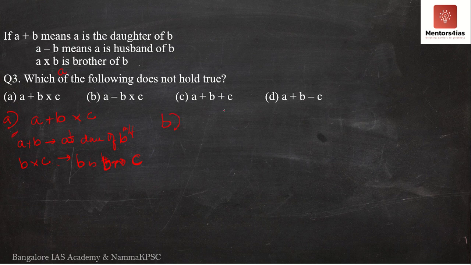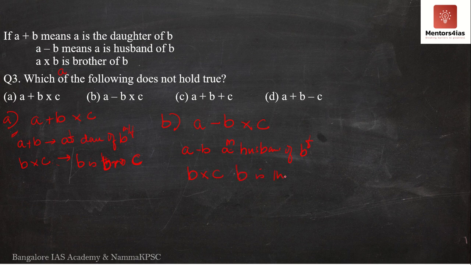Okay, B. It says A minus B cross C. So what does this entail? A minus B, what does A minus B mean? A is the husband of B. If A is the husband of B, obviously A is a male and B is a female. What is the next step? B cross C. What does B cross C mean?